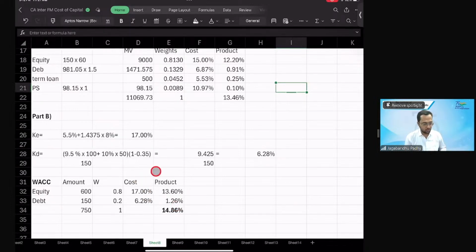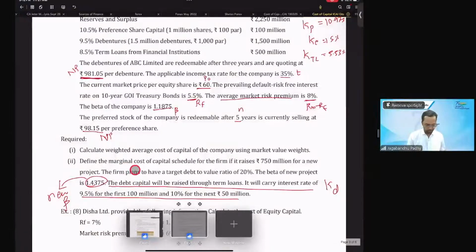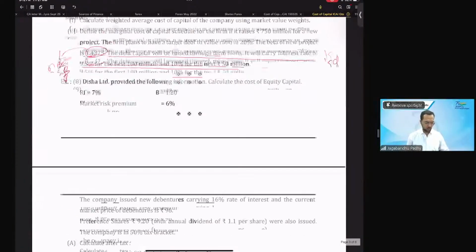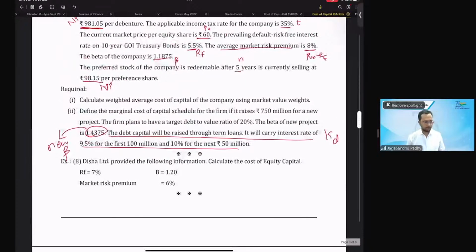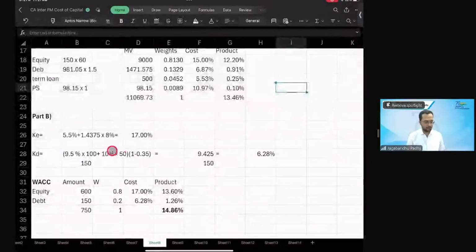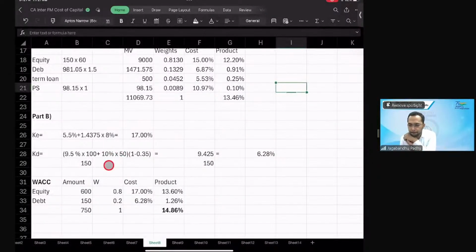Just go through this solution and check if you are able to answer it. Is this clear to you, everyone? Just go through it for a couple of minutes.